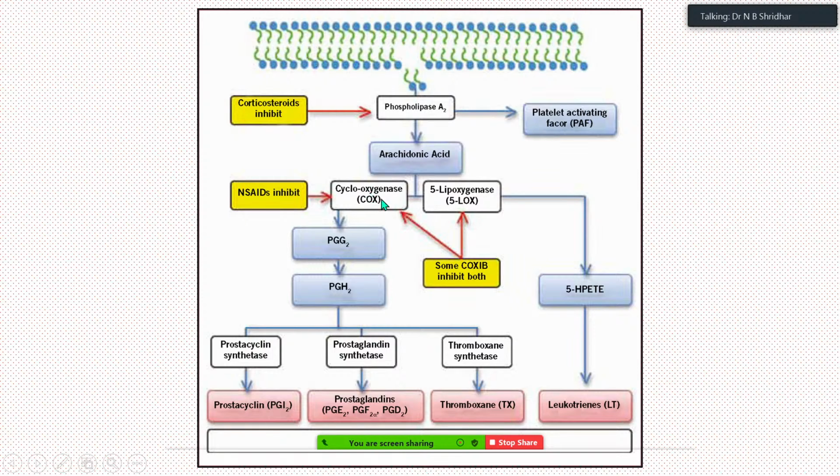as NSAIDs affect the COX-1 and COX-2 enzymes, and also the 5-lipoxygenase pathway, which produces some inflammatory agents. So the leukotrienes and thromboxanes, and also the prostacyclin PGI2 and prostaglandins PGE2, PGF2 alpha and PGD2 are the prostaglandins, and these are very important sources of pain, fever and inflammation.